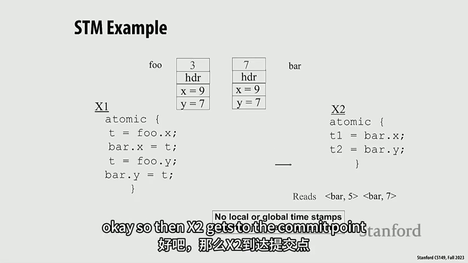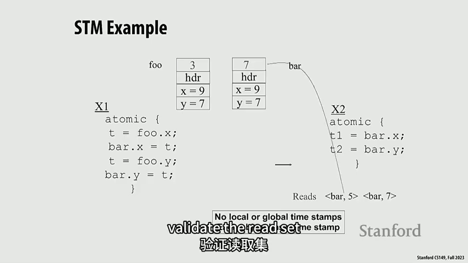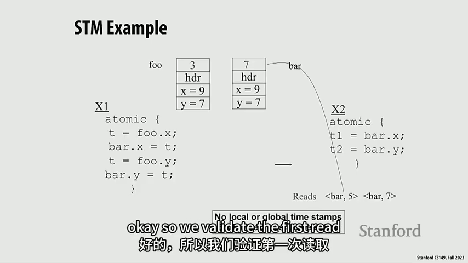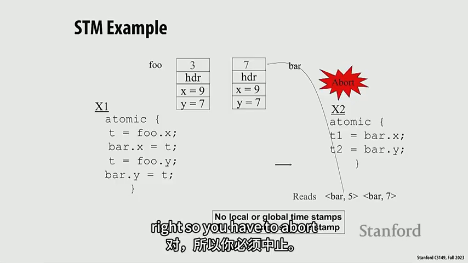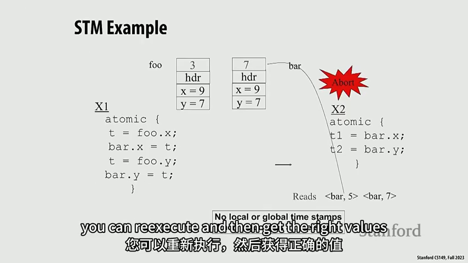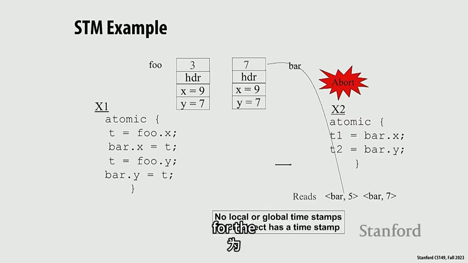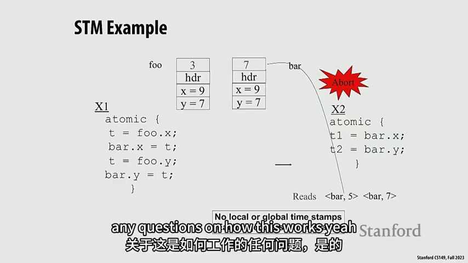Okay, so then x2 gets to the commit point, and what do we do first? Validate the read set. Okay, so we validate the first read, and does it validate? No. Right, so you have to abort, and once you've aborted, you can re-execute and then get the right values for the bar object. Okay. Any questions on how this works?